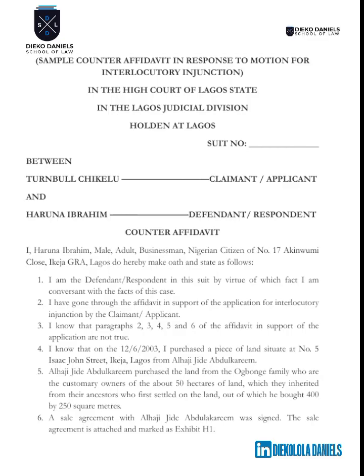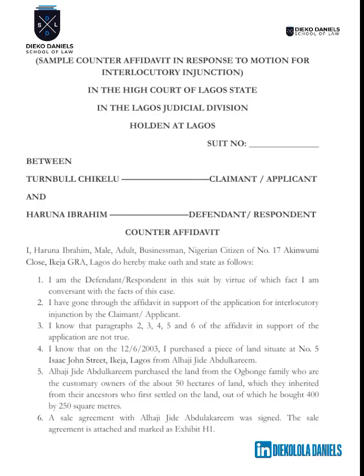Paragraph 6 says that the sale agreement with Alhaji Jide Abdulkarim was signed, and this sale agreement is attached and marked exhibit H1. You can use any number and alphabet as you choose. But personally, I feel like I would have put this paragraph 6 in paragraph 4. Since you said I purchased a land from so and so person, you should have just attached the sale agreement to that land and marked it as exhibit. Do you understand? So that it doesn't make your affidavit too voluminous.